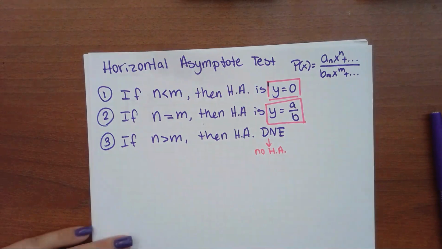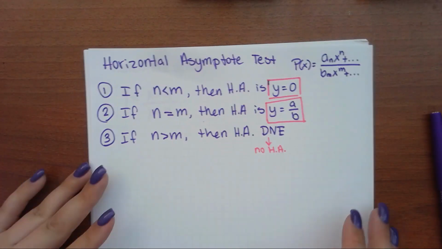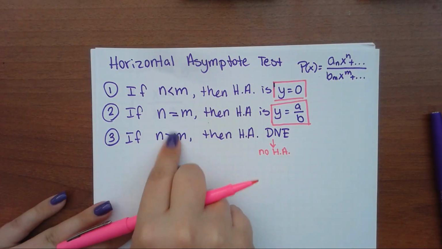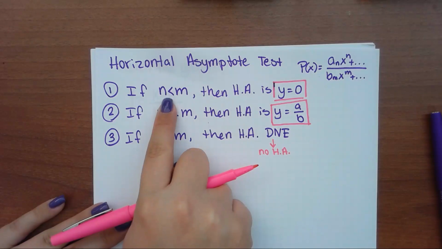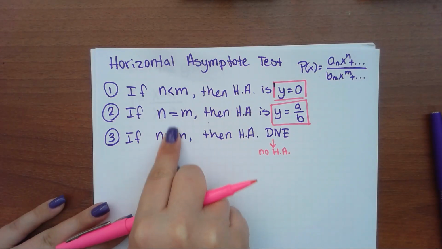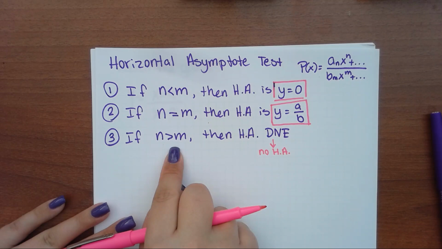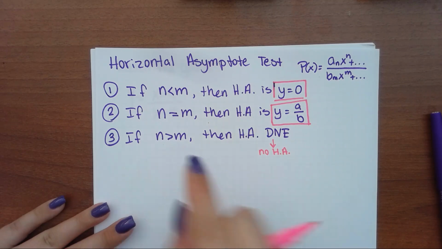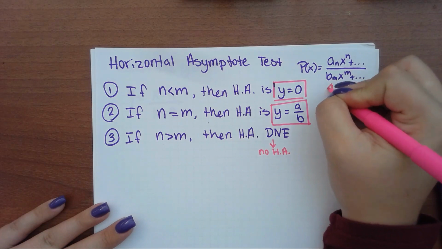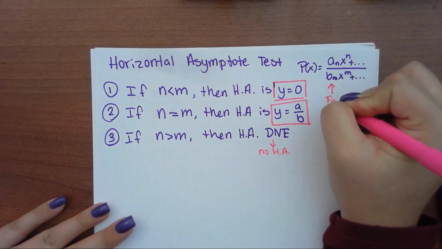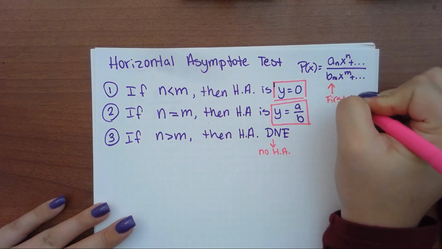Now, where does this n and m come from? Because we have 3 statements here. N is either less than m, equal to m, or greater than m. So where does n and m come from? Well, it's technically the exponents from your first term. So these right here represent our first term in the numerator and in the denominator.